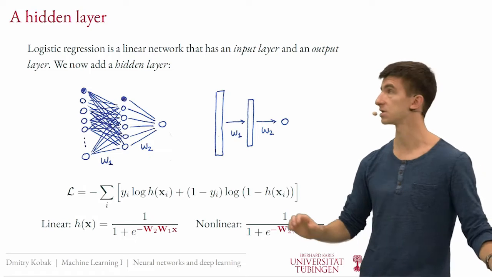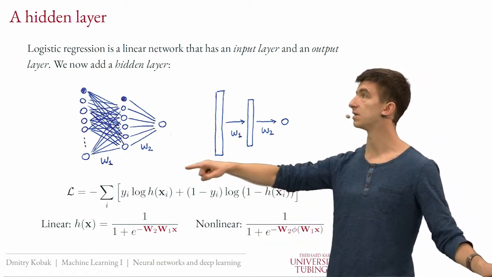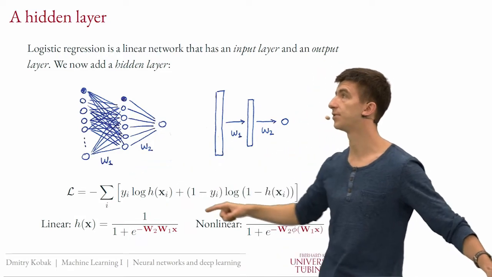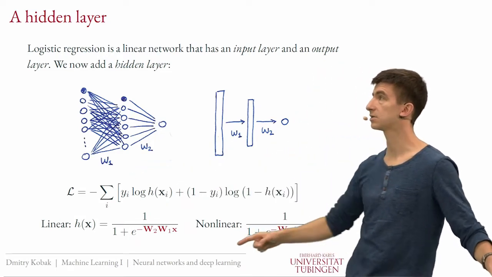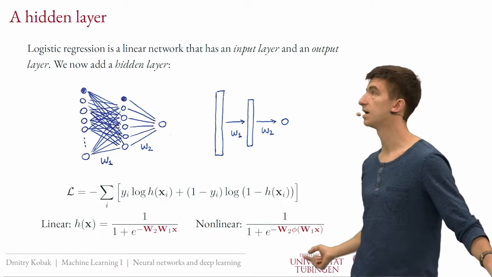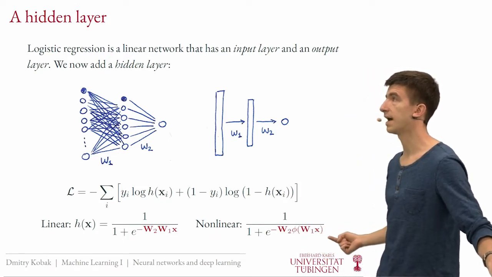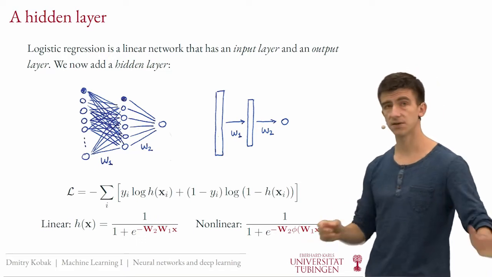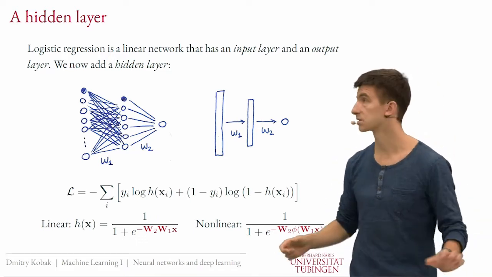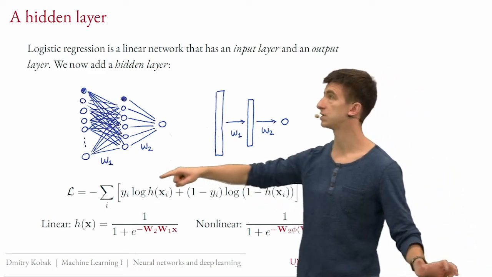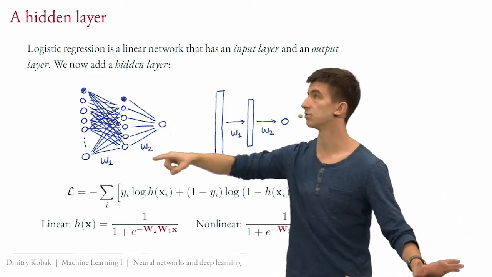It becomes interesting only when we say that the neurons, the nodes in the hidden layer, are non-linear, because then I cannot write it like that. Now I have to say I am forming a linear combination of the inputs, and that's W1x. Then I'm passing them through a non-linearity, that's how people call it. So I have some function phi, and I will assume it's always the same for all these neurons. That's how it usually is.